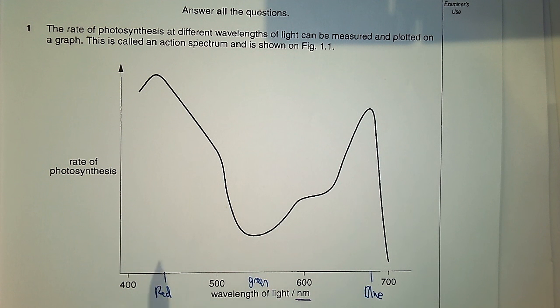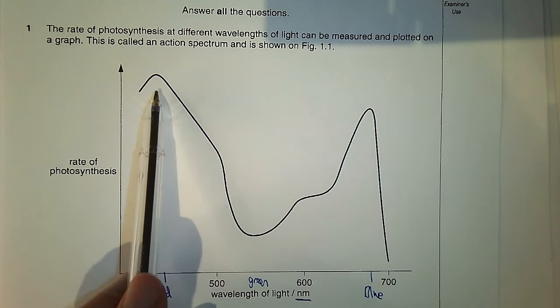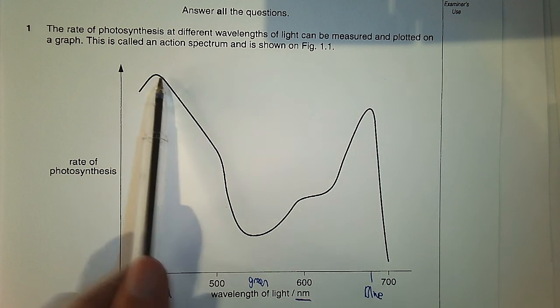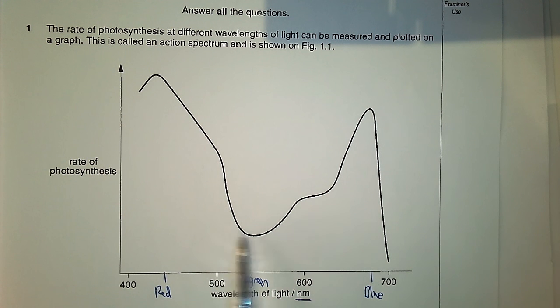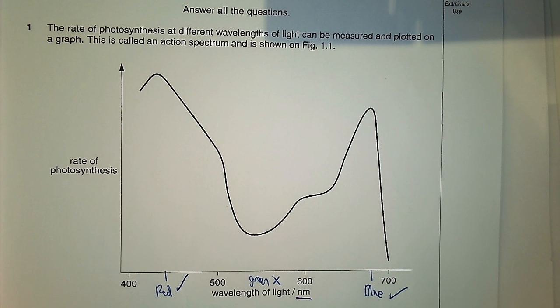So if we look at this, we can see that red light and blue light are both used in photosynthesis because there's a high rate of photosynthesis at both those points. The green light is not used. So we've got use of red light, we've got the use of blue light, and green light is not used in photosynthesis because there's a low rate of photosynthesis. And that's the reason leaves look green, because they will be reflecting the green light, whereas they're absorbing the red and the blue light. Because we're given wavelengths, we need to make sure we're relating that to wavelengths.